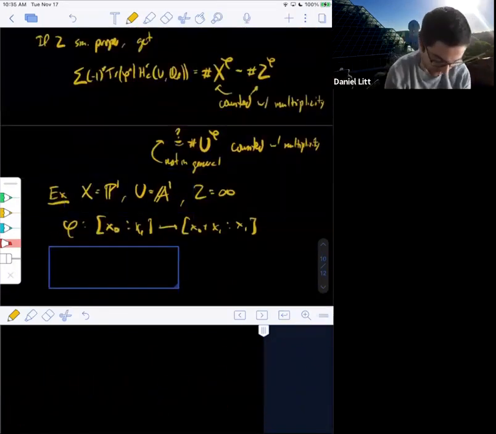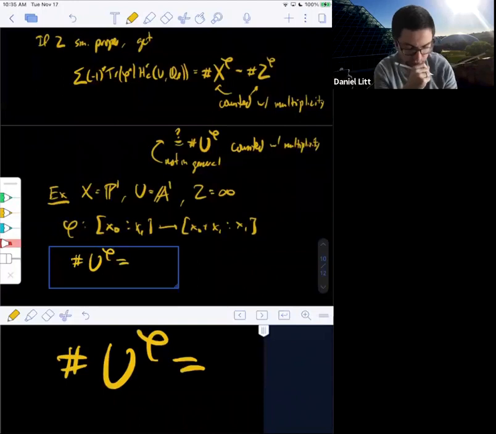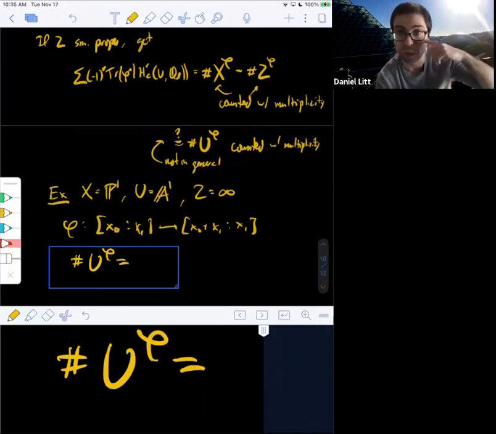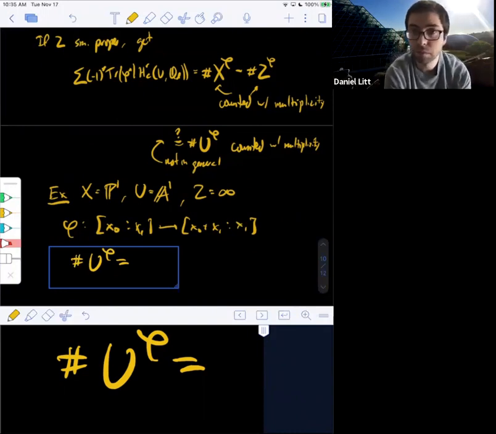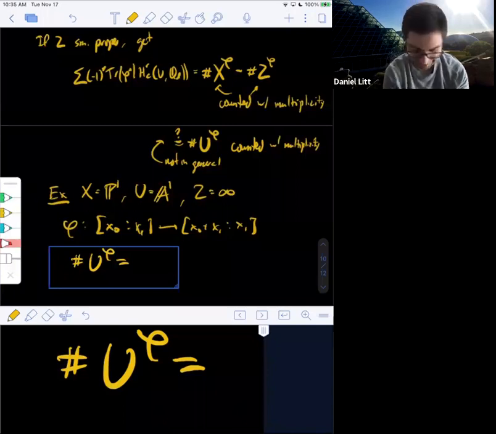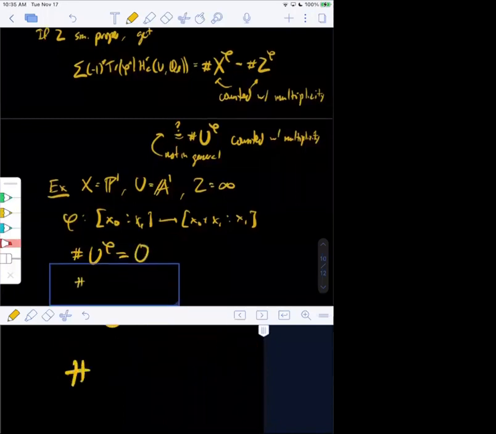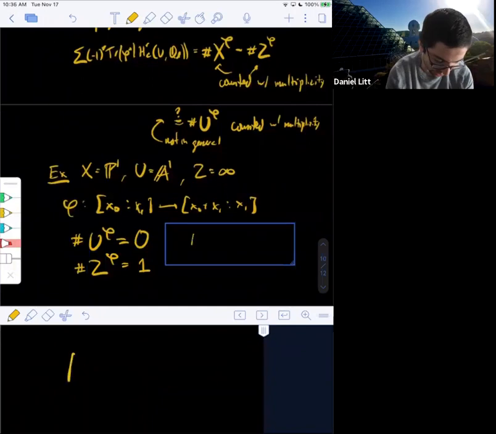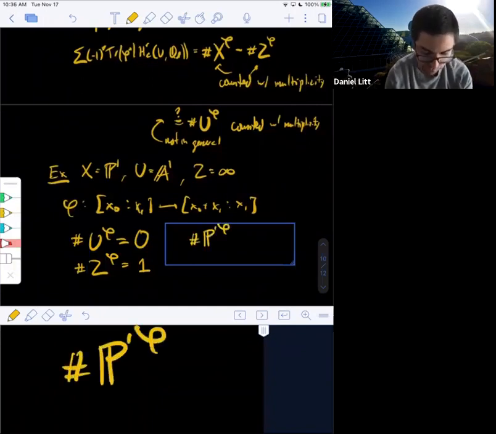right? So what's the number of fixed points of phi on U? Anyone? It's just the map z goes to z plus 1 on P1. So how many points does this fix on A1? 0. Yeah, it's just 0. Great. What's the number of fixed points on Z? Well, Z is just a point. So this is 1. Okay, and now here's the million-dollar question. What's the number of fixed points on P1 counted with multiplicity?